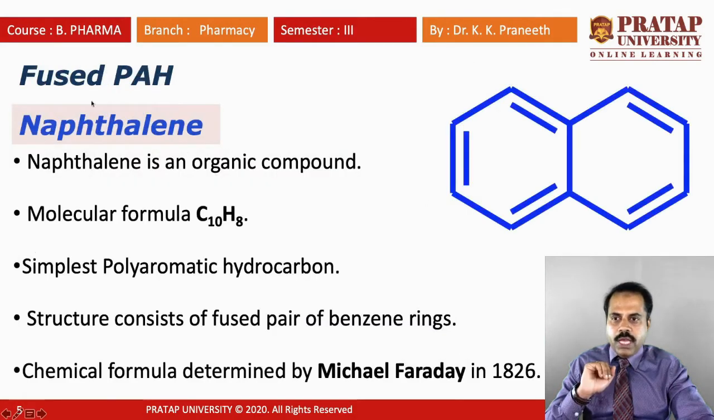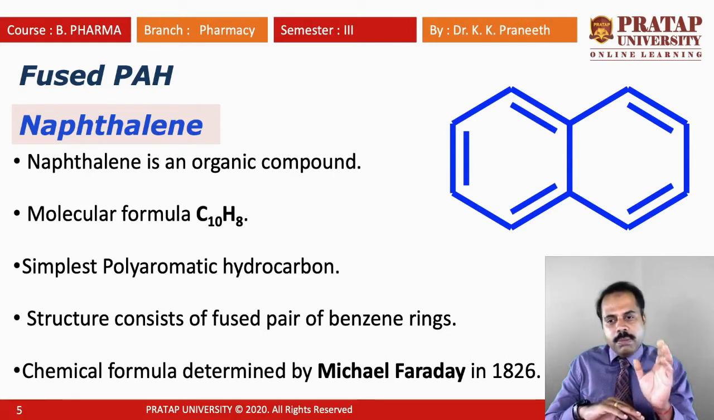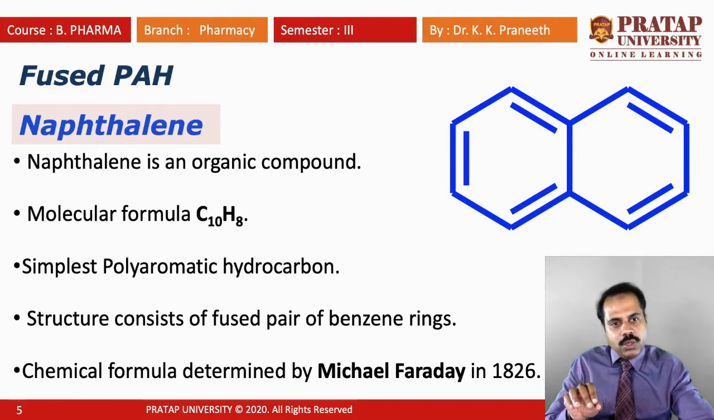So fused PAH, fused polynuclear aromatic hydrocarbon. We have seen some examples also, and the important one is naphthalene, right? It's shown here in this structure, naphthalene. So what is naphthalene? It's an organic compound, right? And it is the simplest polyaromatic hydrocarbon, because poly means more than one, right? And this has a 2-ring system.